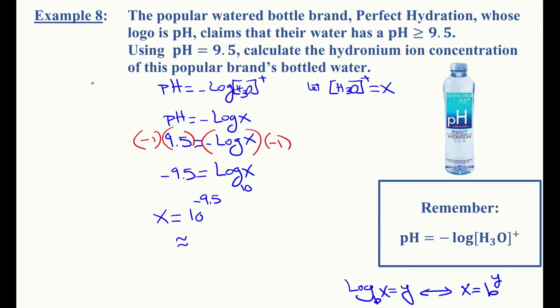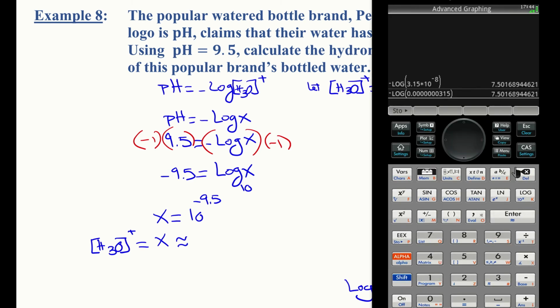So now we're going to get an answer for our hydronium ion concentration, which, as you recall, is exactly what we called the X. So we'll utilize the help of a calculator. We're going to type in 10 to the power of negative 9.5. Now we hit enter, and there we have it.